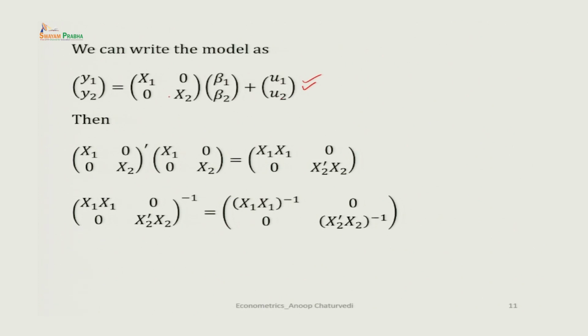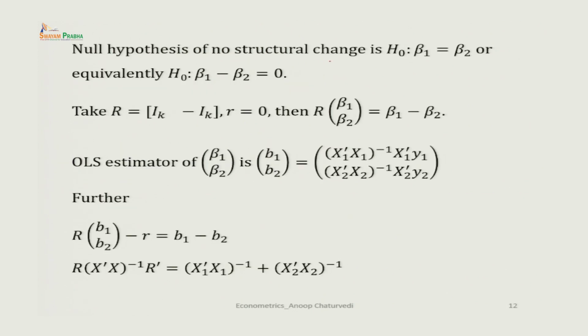Then you can easily verify that if you take the transpose of this matrix and multiply it by this matrix, then you obtain the matrix x 1 transpose x 1, 0, 0, x 2 transpose x 2. And if you take the inverse of this matrix, the whole inverse is equal to x 1 transpose x 1 inverse, 0, 0, x 2 transpose x 2 inverse. Now, the null hypothesis of no structural change is H naught: beta 1 equal to beta 2, or equivalently beta 1 minus beta 2 equal to 0. Now, if you take R equal to I k, minus I k, and small r equal to 0, then you get the hypothesis R times beta 1, beta 2 equal to beta 1 minus beta 2, and then equal to 0, because small r is equal to 0.